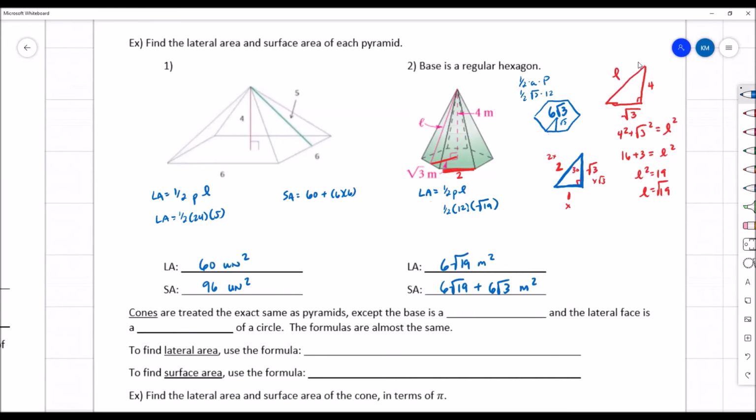Cones are treated the exact same as pyramids, except the base is a circle, and the lateral face is a sector of a circle. The formulas are almost the same. Our lateral area is going to be pi r l, and that's basically 1/2 the perimeter, which would be the circumference, times the slant height. And the surface area is the lateral area, pi r l, plus the area of the base, pi r squared. L is our slant height.